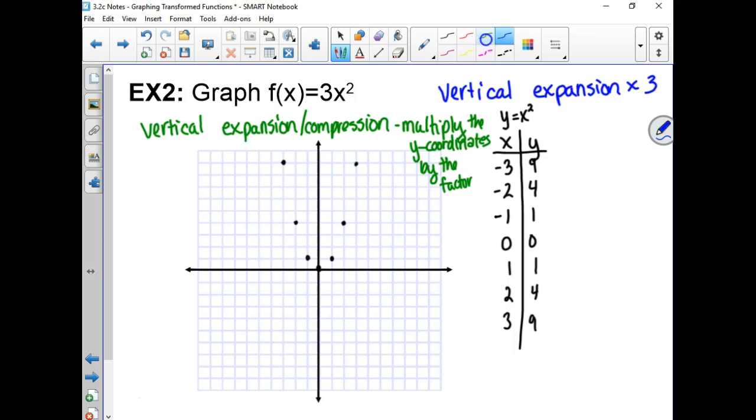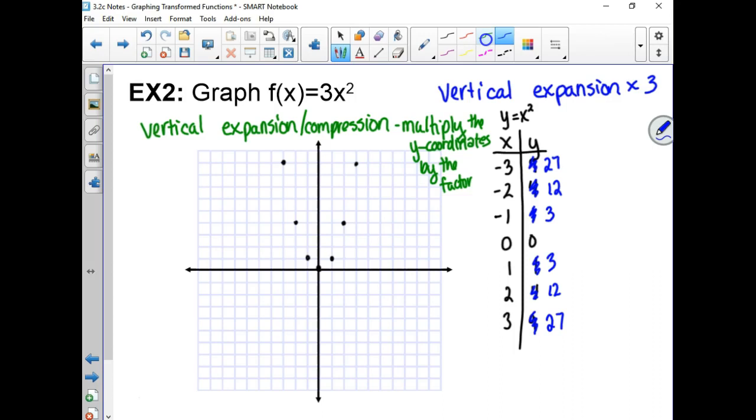So that means that instead of 9, I'm going to have 27. That's not going to fit on my graph, but that's okay. Instead of 4, I will have 12. Still won't fit on my graph, but I think I'm going to try to squeeze it on there. Instead of 1, I will have 3. 0 is still going to be 0 because 0 times 3 is 0. 1 will be 3, 4 will be 12, and 9 will be 27. So a lot of times, especially if it's an expansion, some of those graphs go off of the graph. That's okay. Generally for a quadratic, I would like to see 5 points if possible. So we're going to have to kind of squeeze this on here.